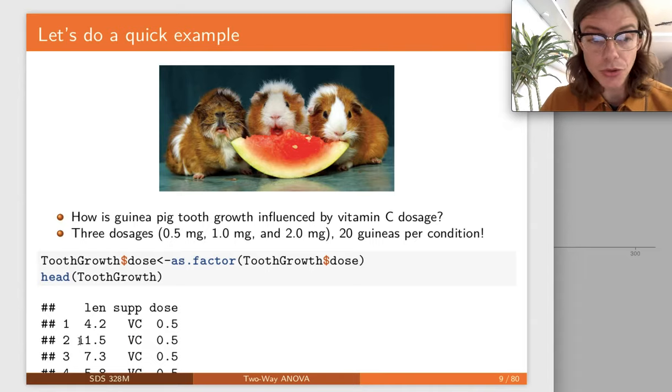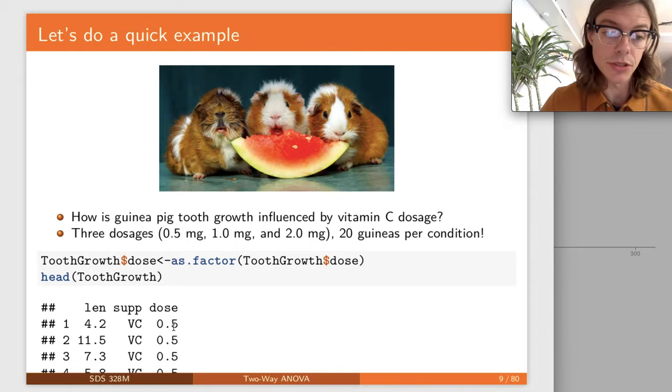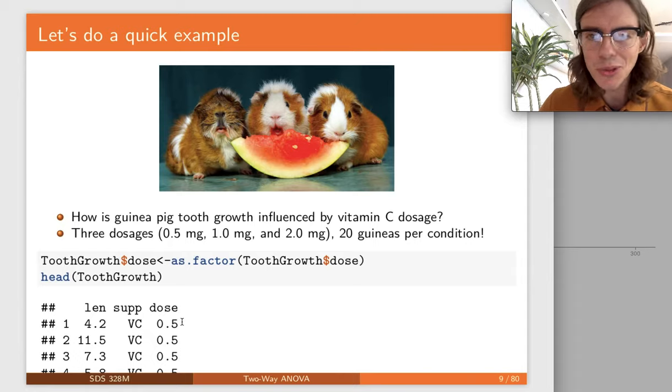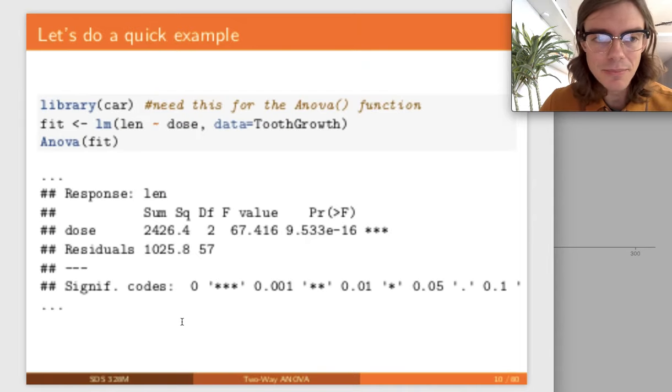Guinea pig 2 had a tooth growth that was much bigger and was in that same dosage group, right? So that's just all this is showing. There's guinea pigs who got 0.5, there's guinea pigs who got 1, there's guinea pigs who got 2 milligrams. This is just the data we'll be using. Again, you don't need to do this. I just want you to see it if you're interested.